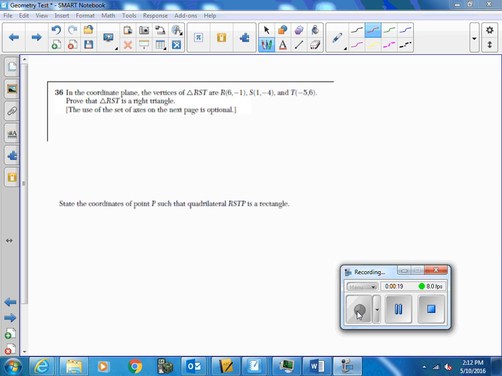It says in the coordinate plane, the vertices of triangle RST are R (6, -1), S (1, -4), T (-5, 6). Prove that triangle RST is a right triangle. It says the use of the set of axes on the next page is optional. I would always use the axes if they give them to you.